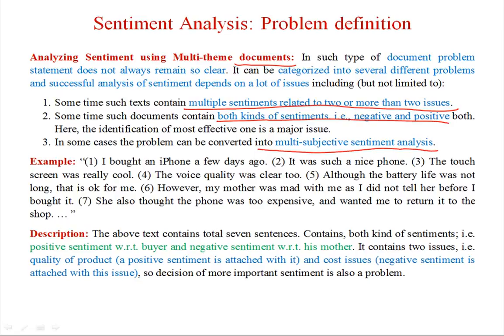For example, I bought an iPhone a few days ago. It was such a nice phone. The touch screen was really cool. The voice quality was clear too, although the battery life was too long. That is okay for me. However, my mother was mad with me because I did not tell her before I bought it. She also thought the phone was too expensive and wanted me to return it to the shop. What do you think about this sentiment? Positive things are there, negative things are there, and multiple subjects are also covered.